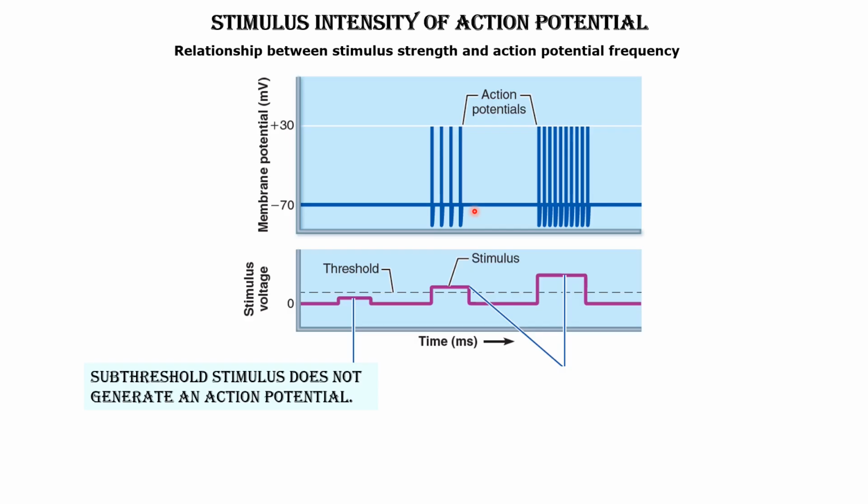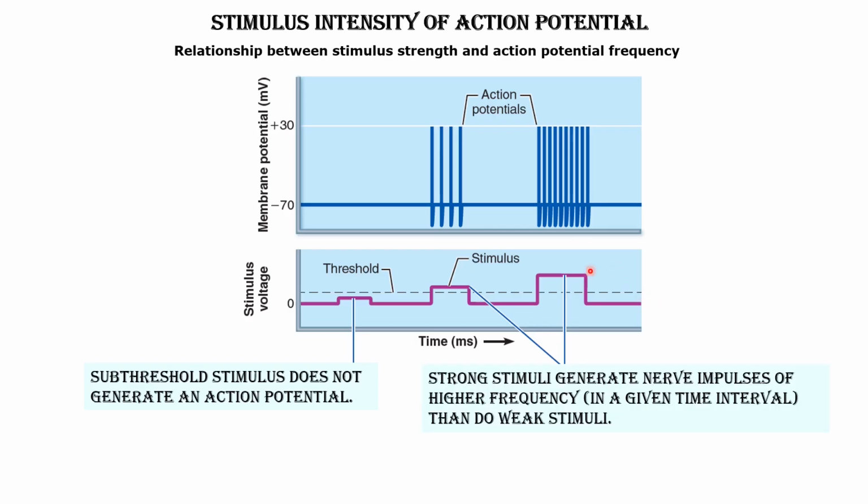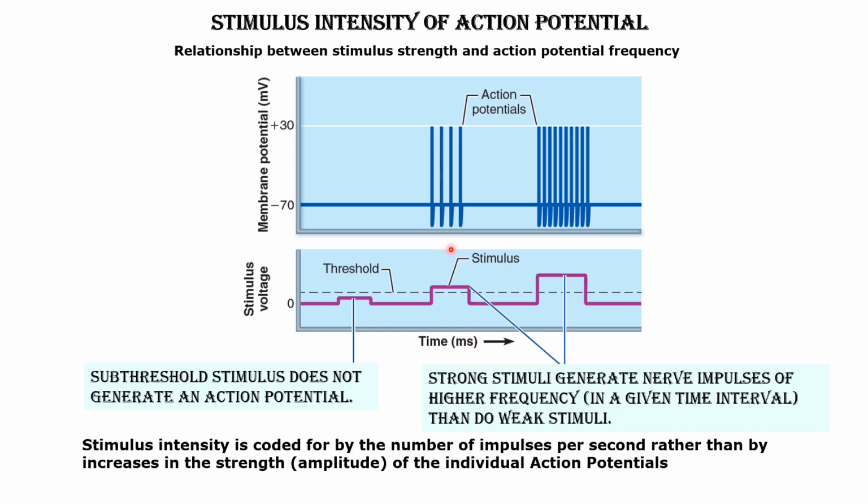And when one further increases the intensity of the stimulus, the frequency of action potentials is increased compared to that which is obtained with a weaker stimulus. Therefore, the stimulus intensity is being coded by the number of impulses per second rather than by the increase in amplitude of individual action potentials.